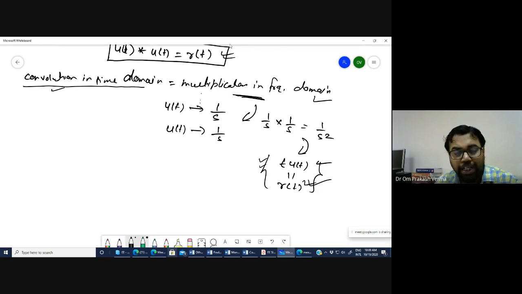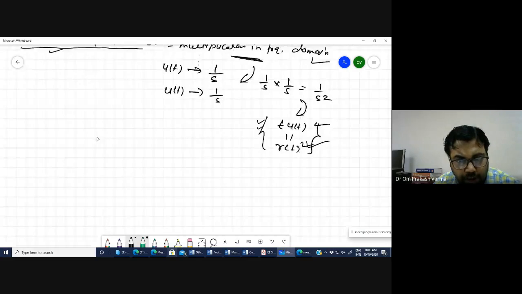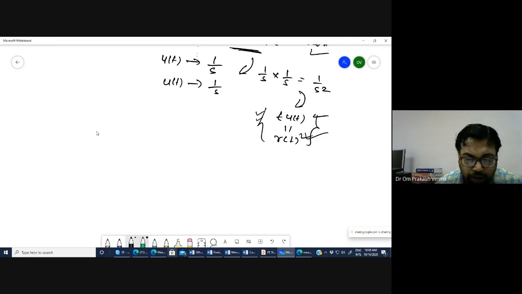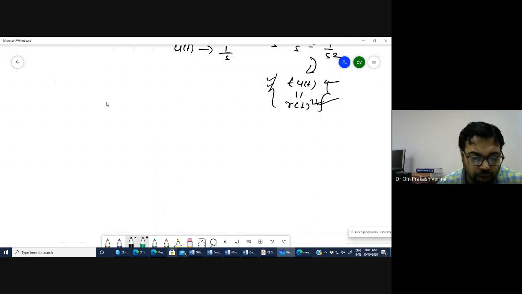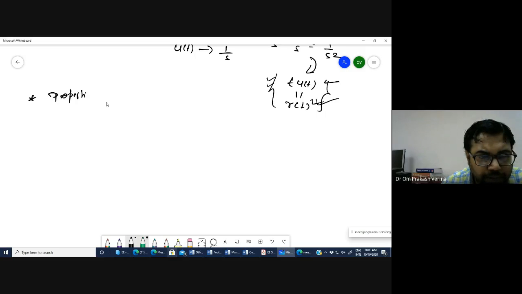So now I'm coming to the next part, that is the properties of the convolution. Then I will proceed further. We will take more examples. So, properties of convolution.